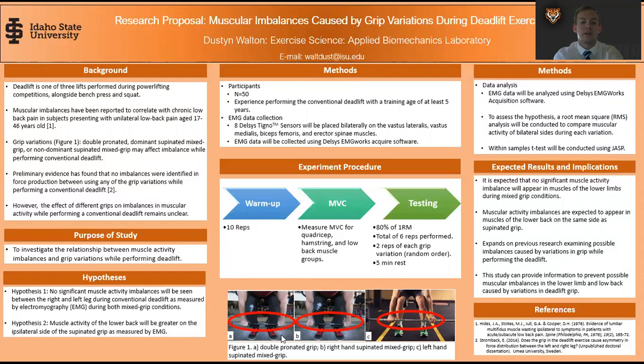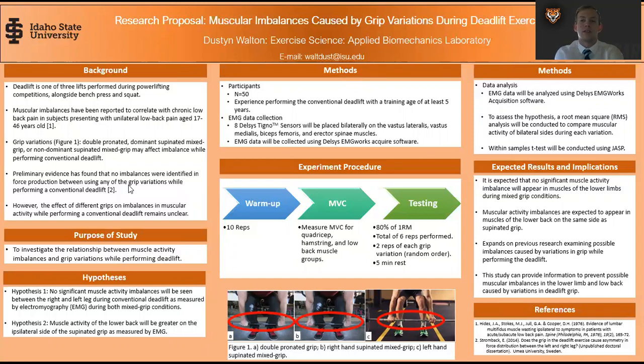So there are three main grip variations in the deadlift, with the double pronated grip seen in part A of figure 1, the right hand supinated mixed grip, and then the left hand supinated mixed grip. These were the three variations that will be analyzed in this research, and how these affect the imbalances in the lower limb and also the lower back.